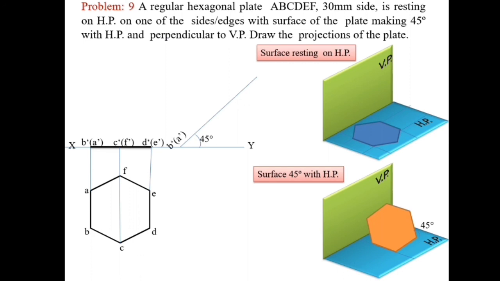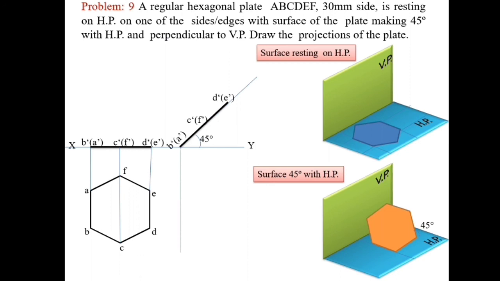So you start from the XY reference line. B dash A dash will be located at the meeting point on the XY reference line. Then you measure the distance on the front view from the line A dash B dash to the D dash E dash length. The same length you draw on the 45 degree inclination line. Then you locate the points C dash F dash and D dash E dash.